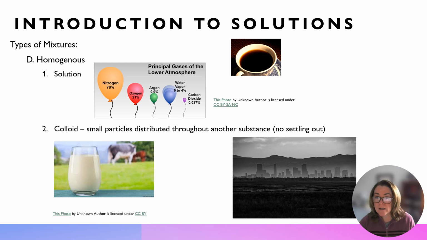Smog is another great example. It's a picture of Denver right there. It can be things like aerosols, any sort of an emulsion would be a colloid.